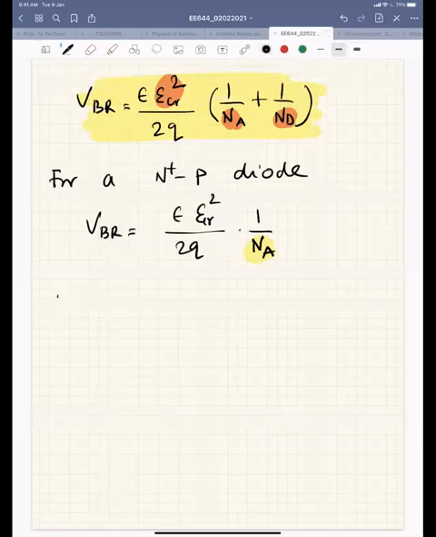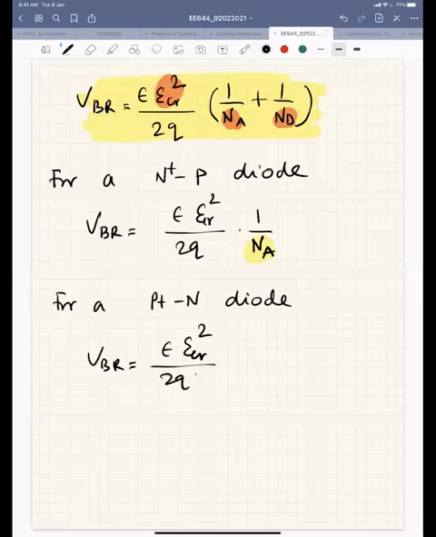Similarly, for a P plus N diode, your breakdown voltage will depend on Nd, right? Most of the devices either have N plus P junctions or P plus N junctions. For an N plus P junction, your breakdown voltage will depend on the P type doping, or doping in the P side. Similarly, for a P plus N junction, your breakdown voltage will depend on the doping on the N side, right?